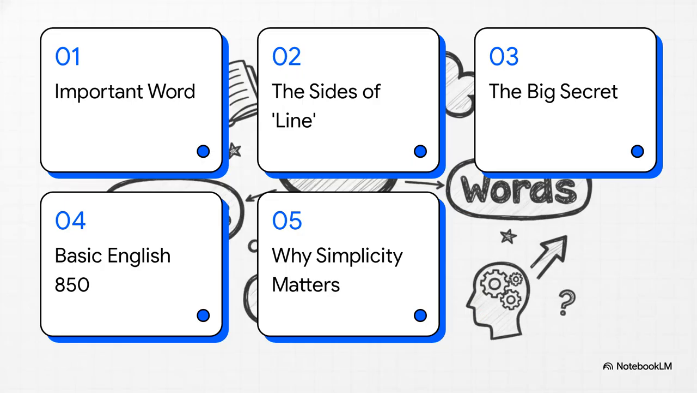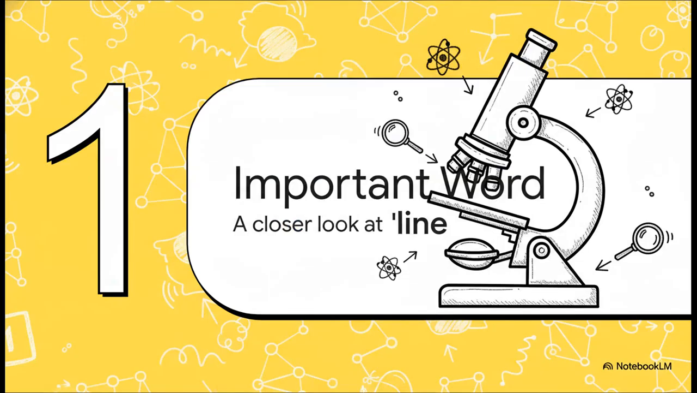All right, here's our game plan. We're going to start by putting the word line itself under a microscope, checking out its many meanings. Then, we're going to uncover its big secret, and that's going to lead us to this really cool concept called Basic English 850. Finally, we'll see why all of this is so important for clear communication. So, first things first, let's take a closer look at this word that we all feel like we already know inside and out.